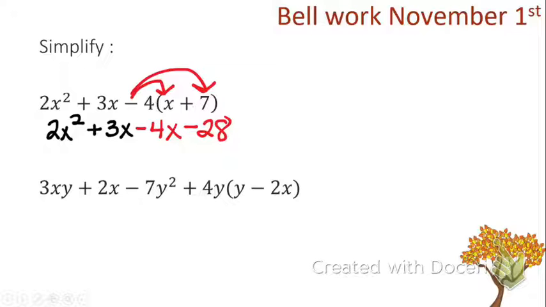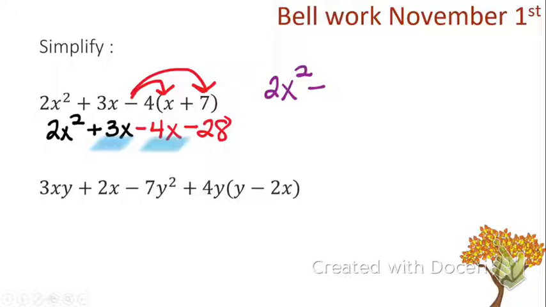So what like terms do we have in these 4 terms? Are any of these like terms? The 3x and the -4x. So we're going to add those together. So this 2x squared, and then when I add these two together, because they're like terms, what do I get? What is 3x minus 4x?